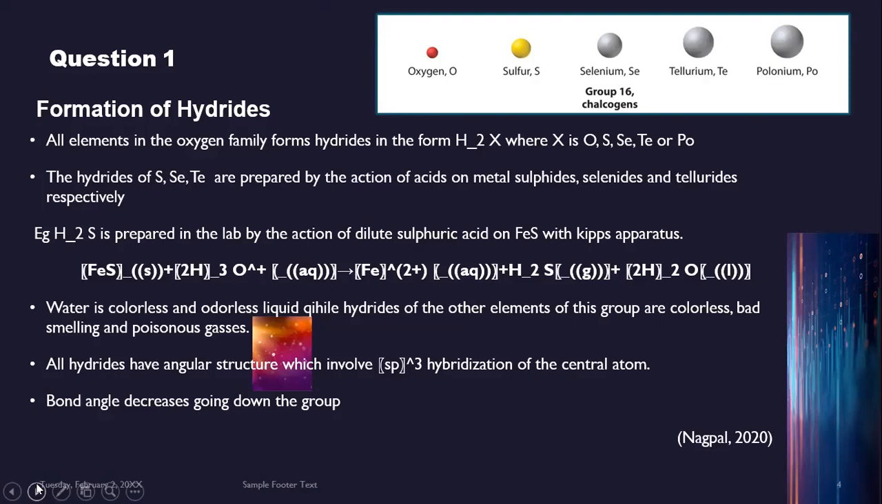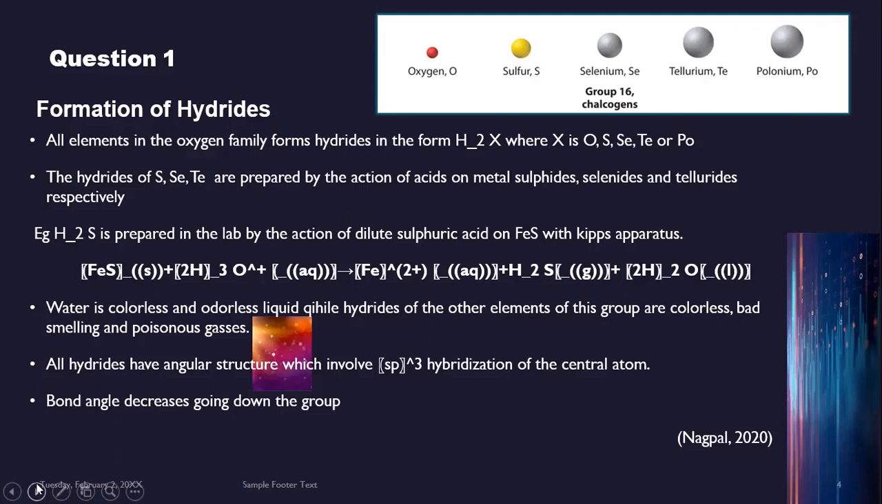Water is a colorless, odorless liquid, while all the other hydrides of the elements in the group are colorless, bad smelling, and poisonous gases. All the hydrides have an angular structure, which involves sp3 hybridization of the central atom. For example, in the structure of water, there are two bond pairs and two lone pairs. Due to the presence of lone pairs, the bond angle in water is less than the normal tetrahedral angle, in that it is found to be 104 degrees.